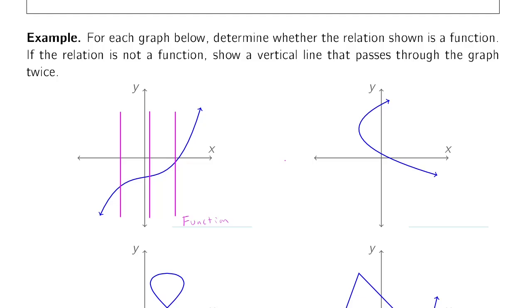But in the second graph, we see that if we draw this vertical line here, this crosses the graph at this point and at this point. So because we have a line, any vertical line we can find that crosses the graph twice shows us that this is not a function. Let's look at a couple more examples.